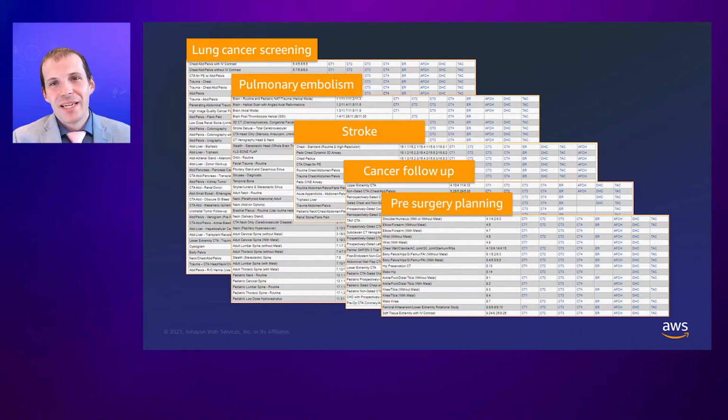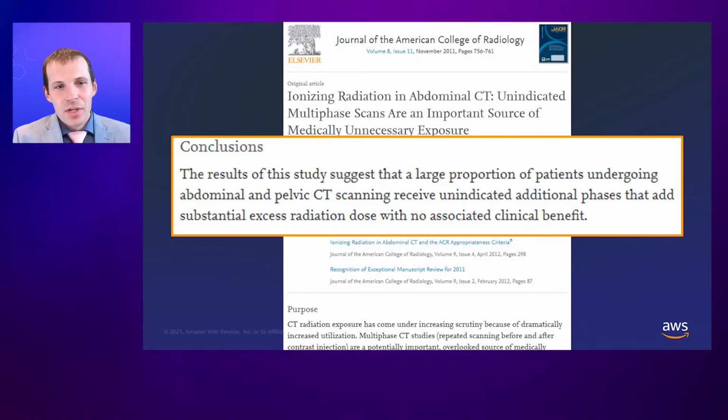Okay, so before you leave this presentation thinking all radiology practices do all the things I've been talking about, think again. Most sites use what I call elephant gun protocols. So here's a study, and what they did was they looked at outside studies referred to them. They were a major academic medical center. And one of the conclusions they had was the results of this study suggest that a large proportion of patients undergoing abdominal and pelvic CT scanning receive unindicated additional phases that add substantial excess radiation dose with no associated clinical benefit.